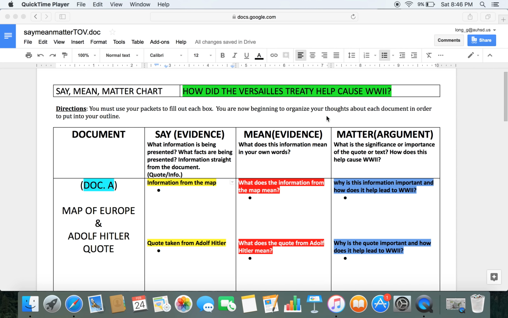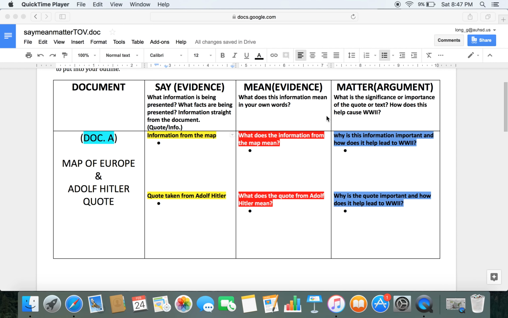But most importantly is our matter box. And this is the most difficult box to fill out because this is where you actually have to put in your own thoughts and ideas using the evidence. So we always have to think of this question: what is the significance or importance of the quote or the text that you are using? And how does this help cause World War II? That is the main question that we always have to go back to: how is the evidence, how is the information, how is your argument always going back to how it leads to World War II?